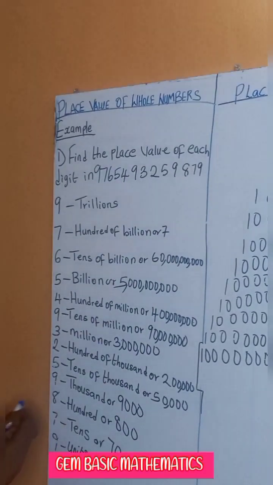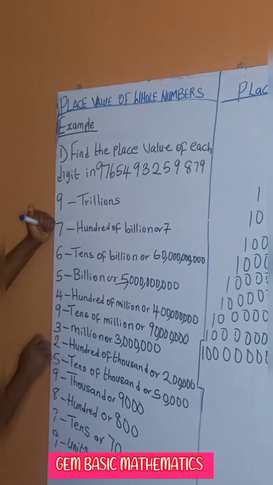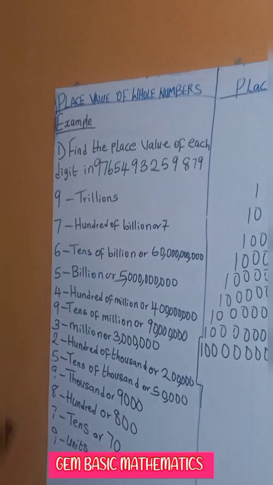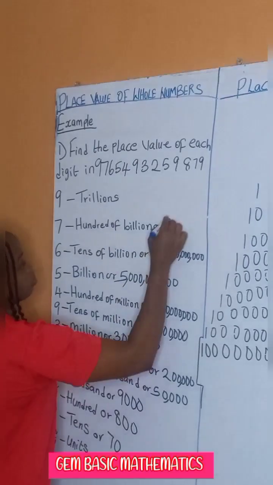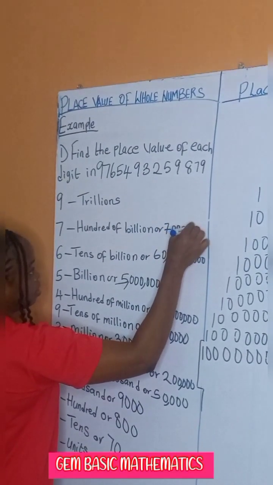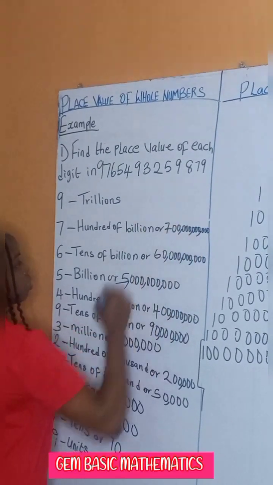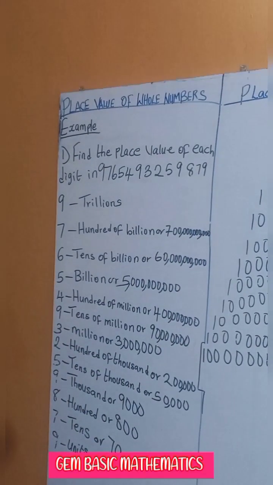The next one, we have 7. What will you do? Cover it. Count the remaining numbers: 1, 2, 3, 4, 5, 6, 7, 8, 9, 10, 11. 11 zeros. So this was 700 billion.